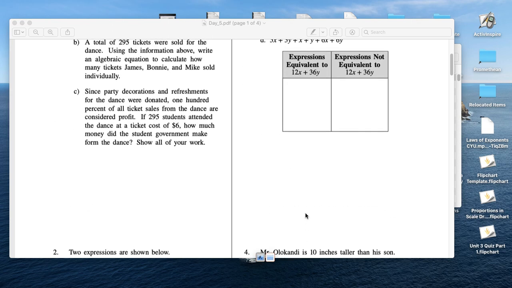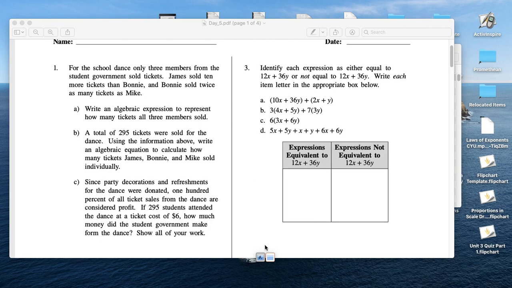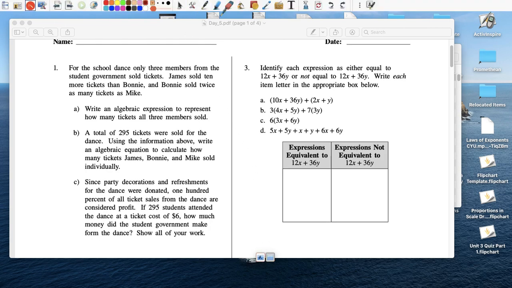Now sample 3. Again, this is equivalent expressions, right? That seems to be the theme. Identify each expression as either equal to 12x plus 36y or not equal. So A, is A equal to 12x plus 36y? Well, I have to combine like terms. Remember, there's parentheses, so pretend there's an invisible one here and an invisible one here. Do the distributive property. Because the outside factor is positive, everything comes out with the same sign.